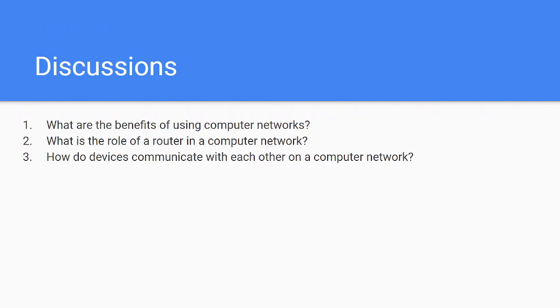All right, so these are discussions that you should have, right? What are the benefits of using computer networks? We talked about it earlier. Can you remember what the benefits are? What is the role of a router in a computer network? Think about it. What is a router? What is its role in the computer network? And how do devices communicate with each other on a network? I just been explaining it. You can go back, listen again, and then try to explain it amongst yourselves.